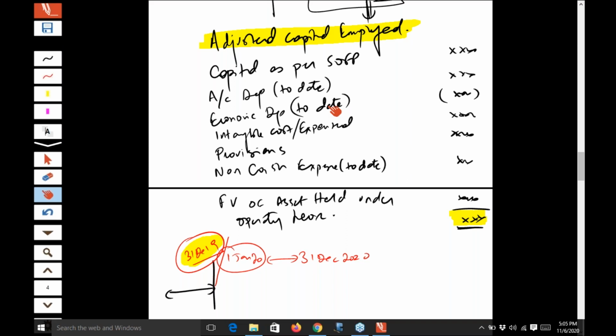Is that okay to everyone? Are you people okay with the computation of the adjusted capital employed? Yes, the adjusted capital employed shall be up till 31st December 2019. Is that okay to everyone?